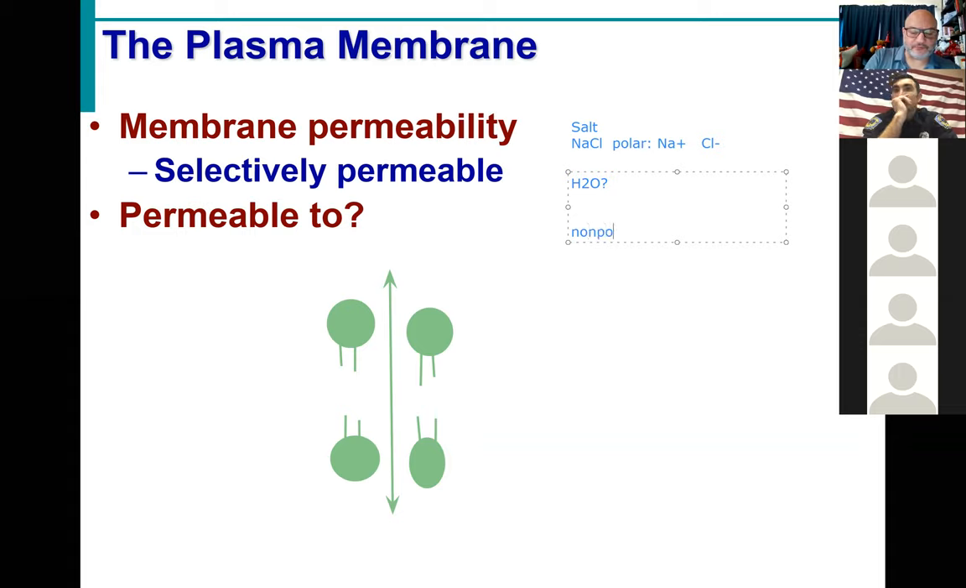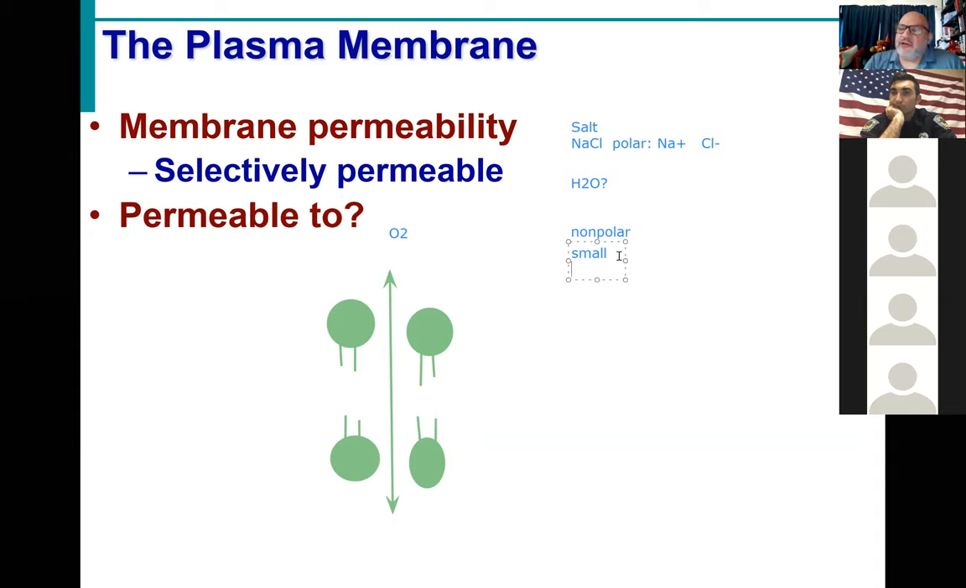Non-polar things. Right, so definitely things that are non-polar can easily pass in and out. What might another criterion be? Well, give me an example of a non-polar thing you think could pass through the plasma membrane without any help at all. How about oxygen? Oxygen is non-polar. What is another characteristic of oxygen? Well, how about small? Things that are small are going to be able to pass through. Things that are non-polar are going to be able to pass through.